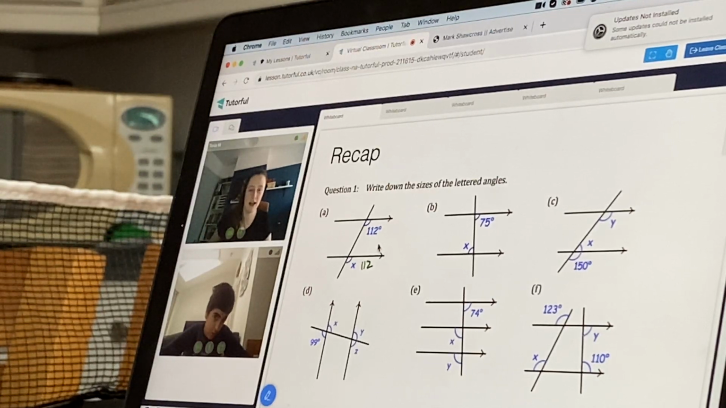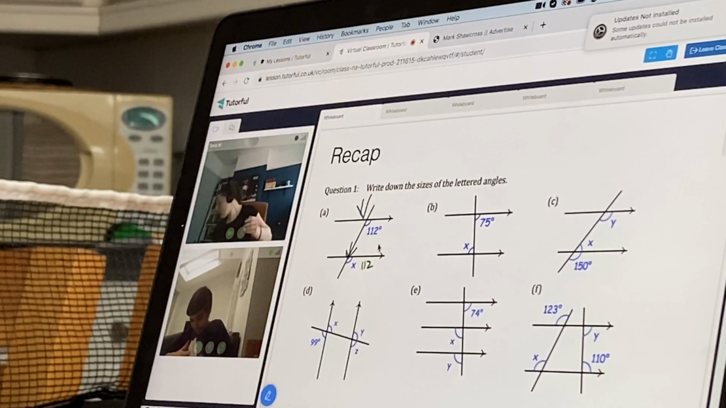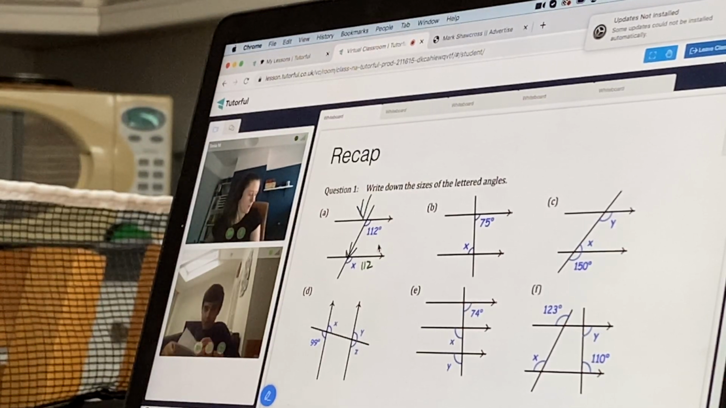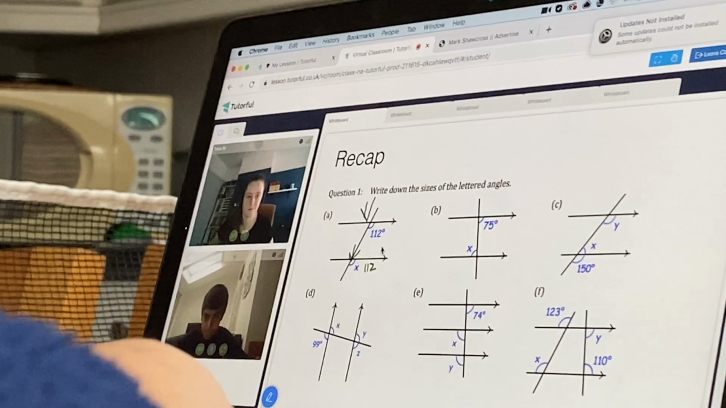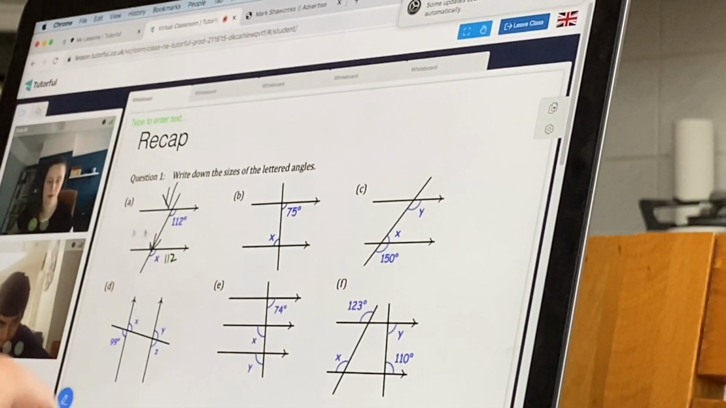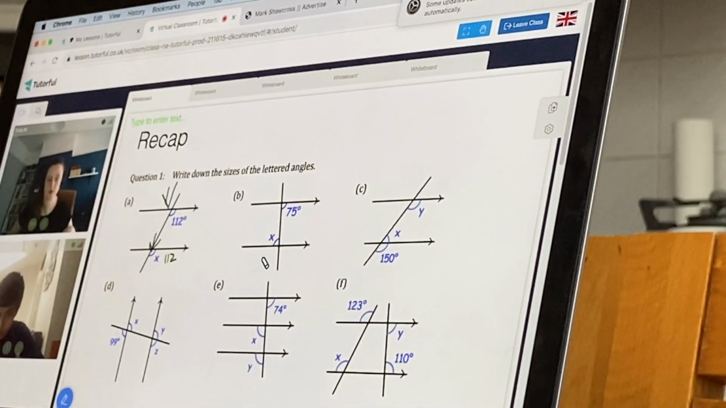I mean, what is the relationship between this angle and this angle? Yeah, it is an F angle. What's the proper name for it? I forgot the name for it. That's okay. What is it called? No, this one is 75.